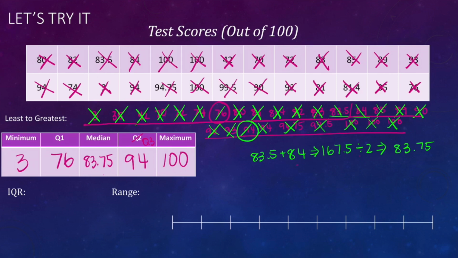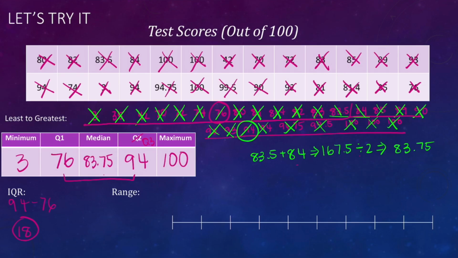The range and the IQR are two different things. The IQR, or the interquartile range, is the distance from Q1 to Q3. So you would do 94 minus 76 in this case. And that gets you, what, 18, right? So my interquartile range is 18.